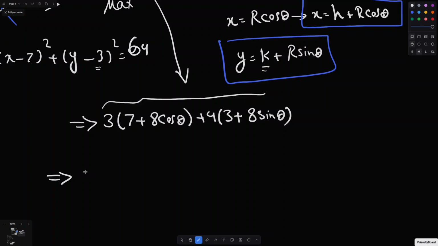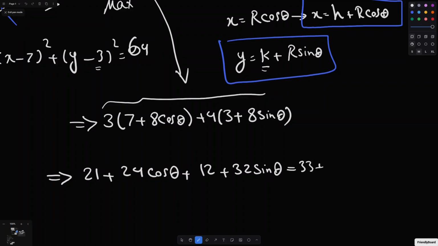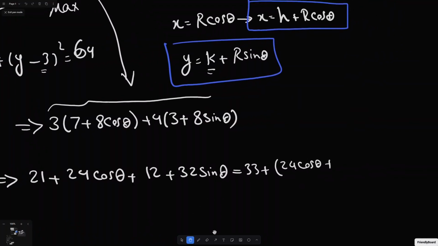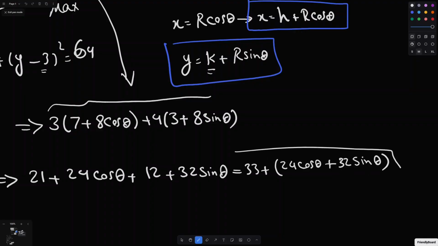Let's see how we can solve it. We're going to get 21 plus 24 cosine theta plus 12 plus 32 sine theta. This equals 33 plus 24 cosine theta plus 32 sine theta. Okay, so this is now what we have. We have a 33, and we need to find the maximum for the rest.